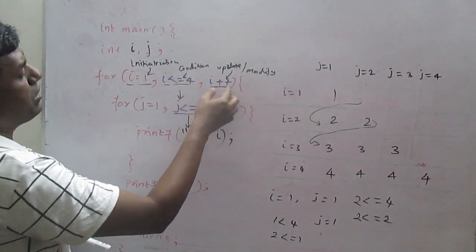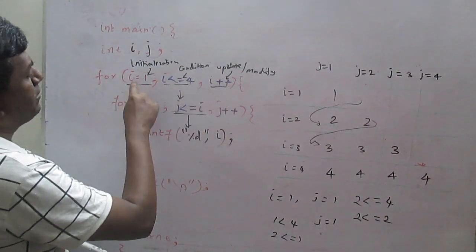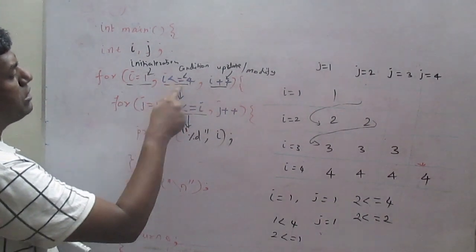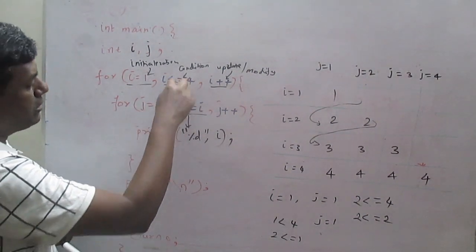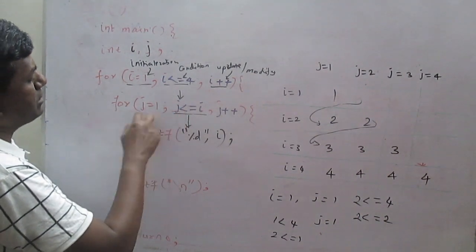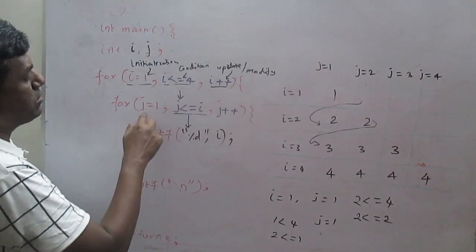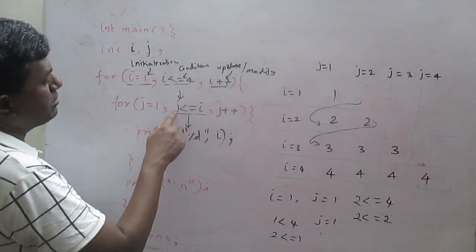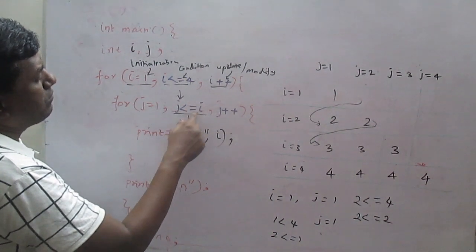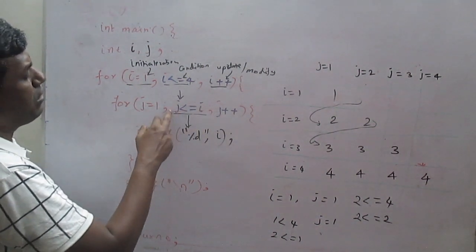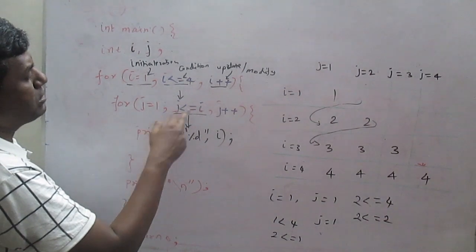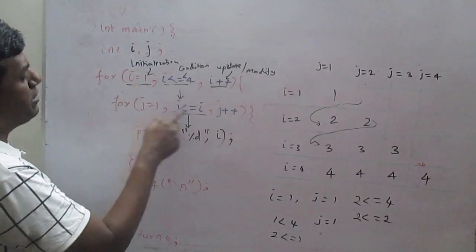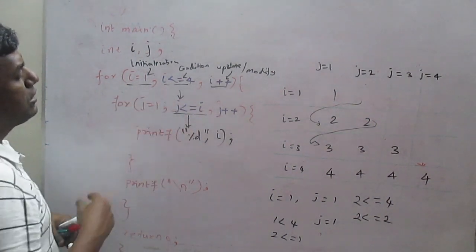So we come out of this loop and go back to the first loop, where we do the increment. Initially i was 1, now i is incremented to 2. Then we check the condition 2 less than or equal to 4, condition true. Again we come inside, and j is 1 again. Then 1 less than or equal to 2, because i is 2, so condition true.